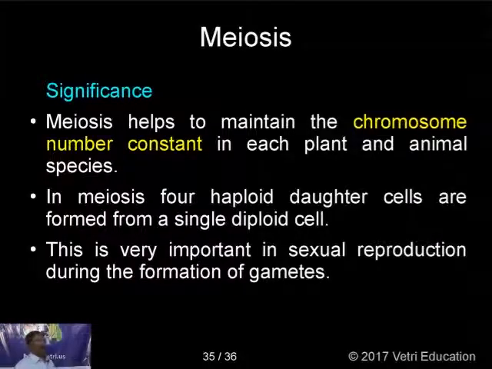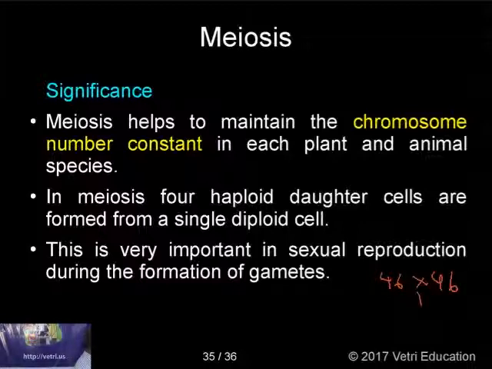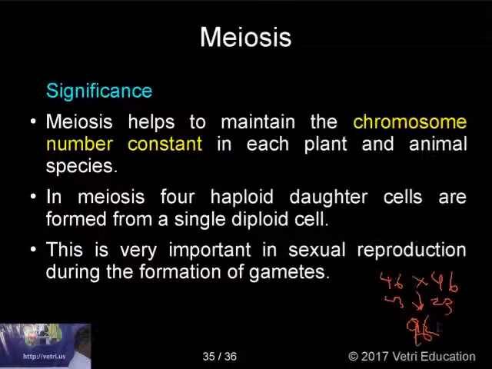Next, regarding the significance of meiosis, this is the last part of meiosis. It helps to maintain the chromosome number constant in each plant and animal species. That is very, very important. For example, if a male parent having 46 chromosomes and a female parent having 46 chromosomes joined, you would get 92 chromosomes, but it would not be a human being. It may be some other animal. So, during the formation of gametes, each gamete has 23 chromosomes, and so the number 46 is maintained from generation to generation, so meiosis is very, very important.